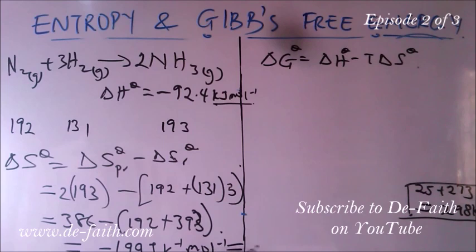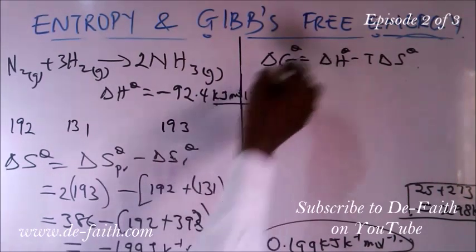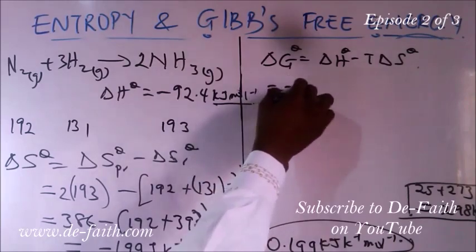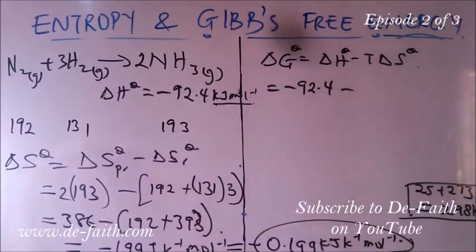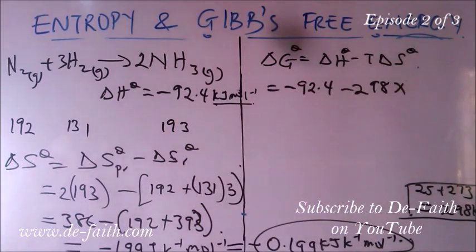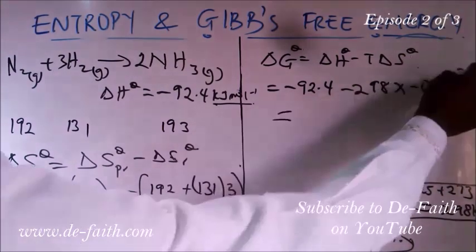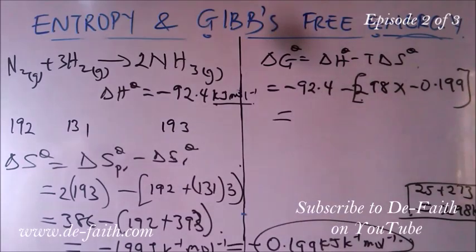And when we convert to kilojoules, we'll have minus 0.199 kilojoule per Kelvin per mole. So this is the entropy that we are going to use. So that's minus 0.199. Now let's proceed. We have our delta G, which is equal to the delta H, that is minus 92.4, minus the temperature, which is 298, multiplied by delta S, which is minus 0.199. It's better we have this in brackets like this.